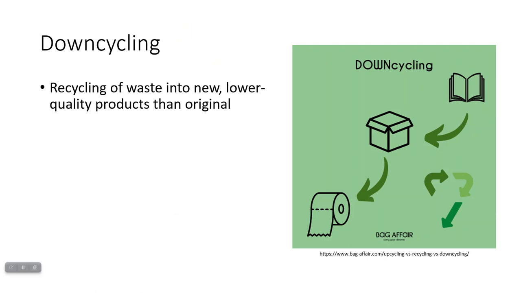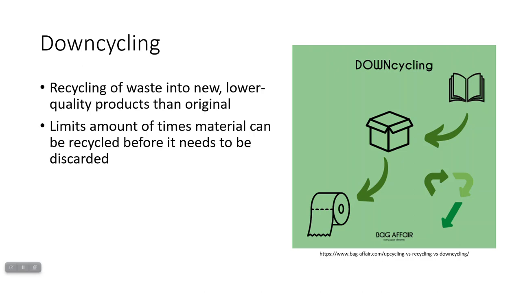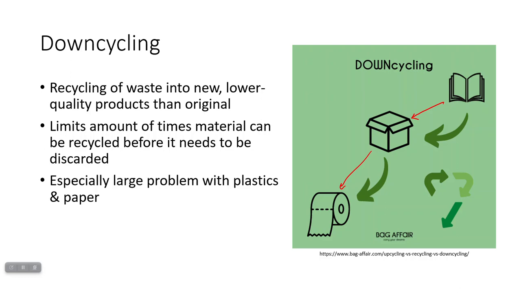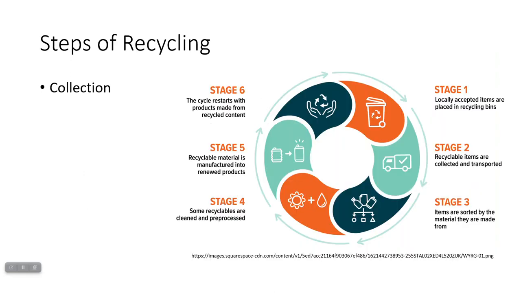So you recycle your waste into a new product, usually a product of lower quality, so lower economic value as well. And this also limits the amount of times you can reuse this material before it ultimately needs to be discarded. So, an example here is paper that gets recycled into cardboard, that gets recycled into toilet paper, which is not recycled and ends up being discarded. The biggest materials where this is a problem are plastic and paper.